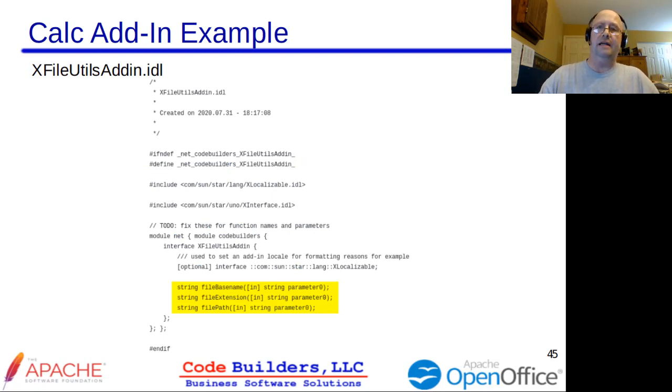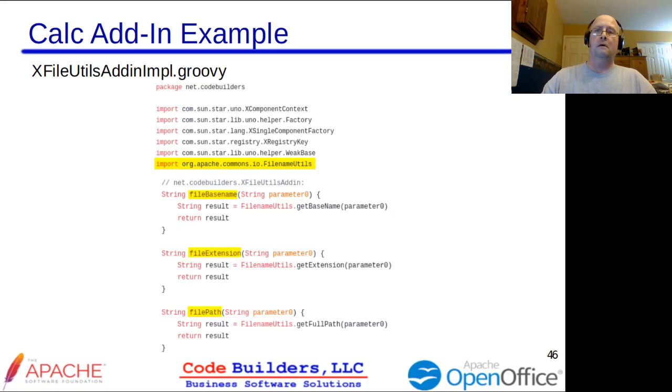We have an IDL file where we describe the interface definitions for the 3 functions we're going to create. Then we actually have the implementation Groovy script. So this is the actual code for the functions that we're adding. So we would import in the file name utils and then add a method implementation for each function.